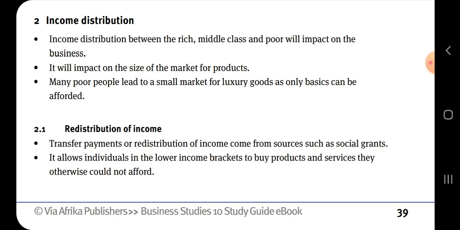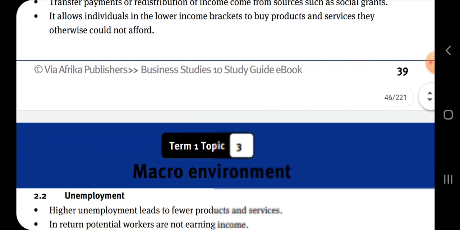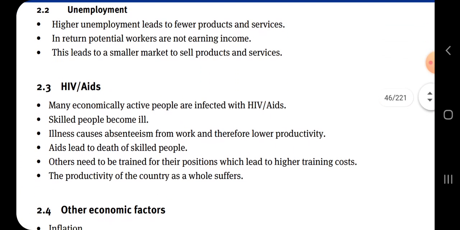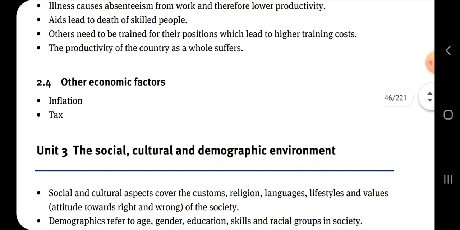As only basics can be afforded. And now the redistribution of income is when you are giving attention towards the poor and disadvantaging the rich, so that we can merge the gap, so that there must not be a big gap between the poor and the rich. That is income redistribution. So you cannot control unemployment as a business. You cannot control HIV and AIDS, and you cannot control inflation and tax.